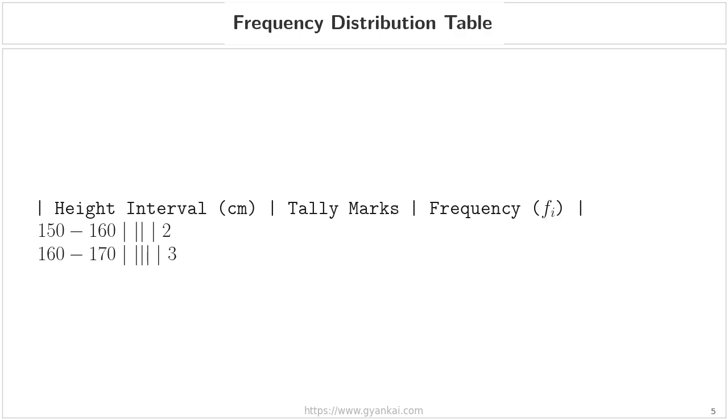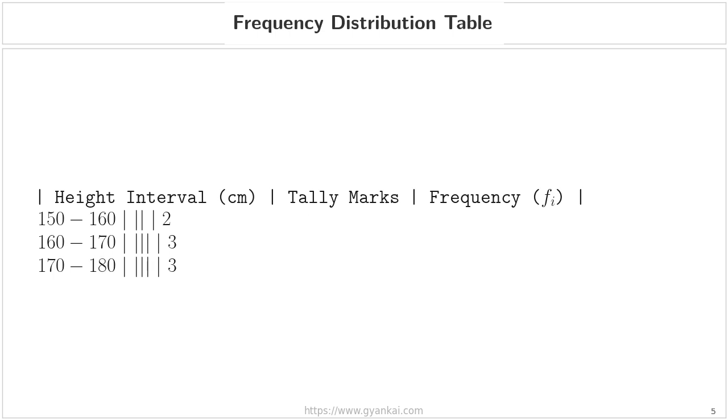In the middle column, we have the tally marks. This is where we physically recorded each observation as we sorted them. For the first interval, you can see 2 vertical marks, and for the last interval, we also have 2 marks. For our middle 2 intervals, you'll notice 3 marks each.